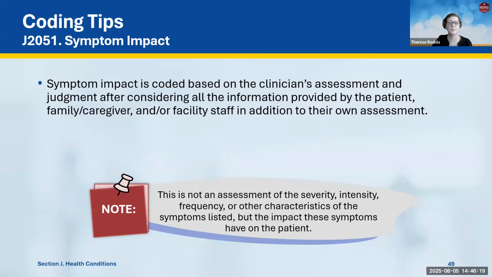Here are some tips to keep in mind. The clinician should code item J2051 after considering all the information gathered from the assessment, as well as discussions with the patient, family, and caregivers, as well as their clinical assessment. And remember that this is an assessment of impact, not severity, frequency, or intensity.